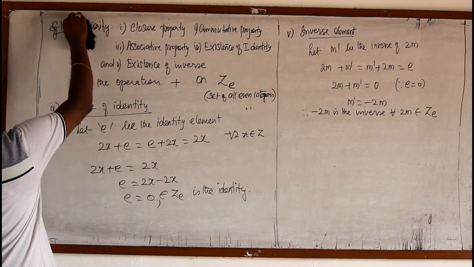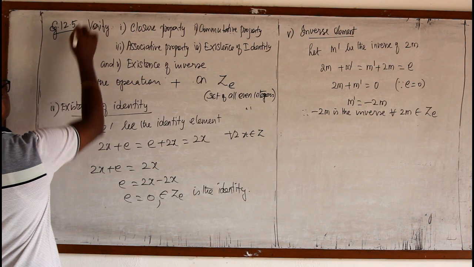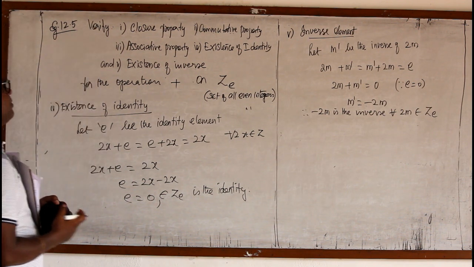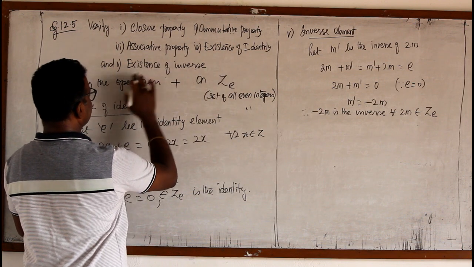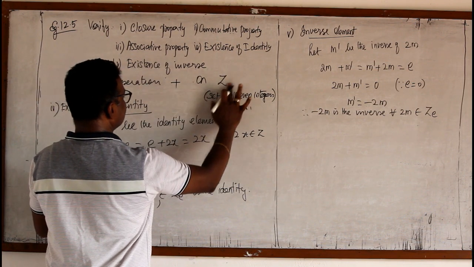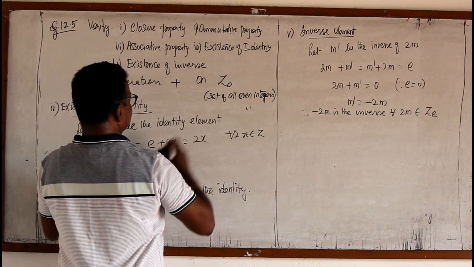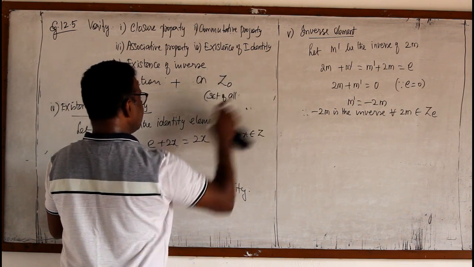Now we shall go for example 12.5. Same question, verify closure property, commutative property, associative property, existence of identity and existence of inverse for the operation plus on ZO, that is the set of all odd integers.